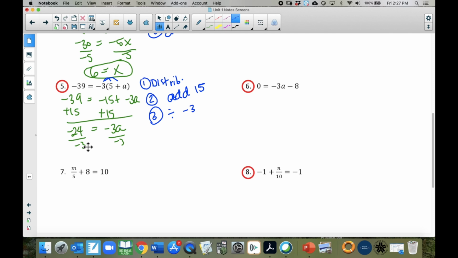Again, you can use a calculator if you need to. Negative 24 divided by negative 3, that's 8. Negative 3 divided by negative 3 is 1, so that drops off, and we get 8 equals a as an answer. Okay, let's go on to number 6.